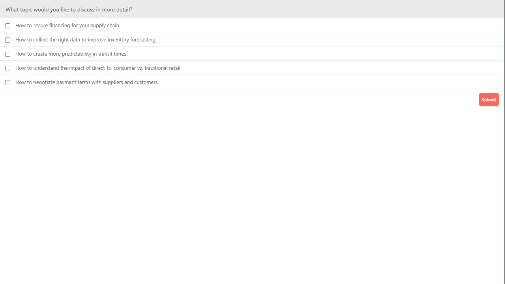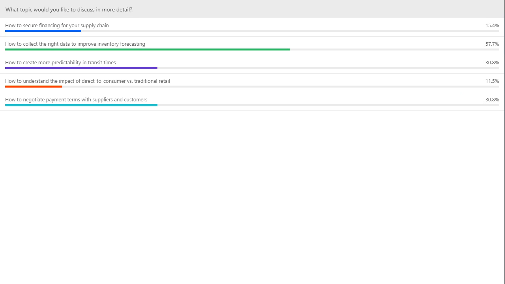All right, great. So how to collect the right data to improve inventory forecasting is a big one. So I'll make sure that I end with enough time for Jeet and Andre to address that. In transit times, negotiating payment terms with customers. Okay. This is great. This is super helpful.